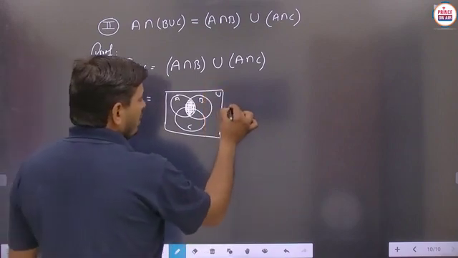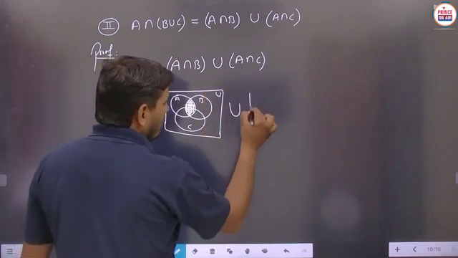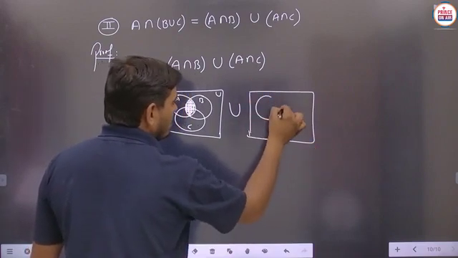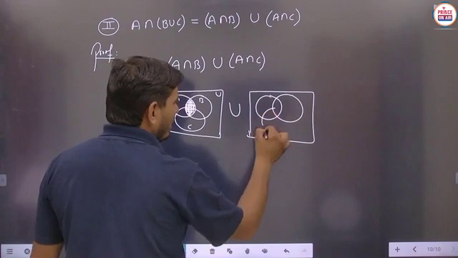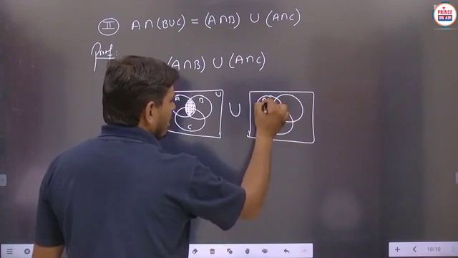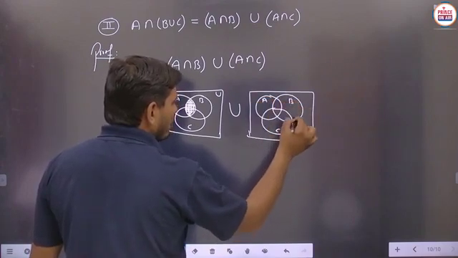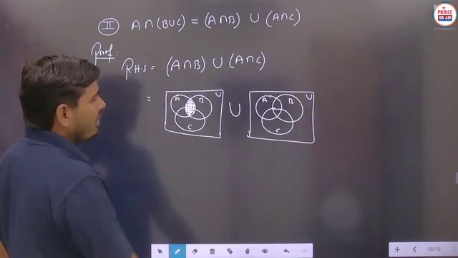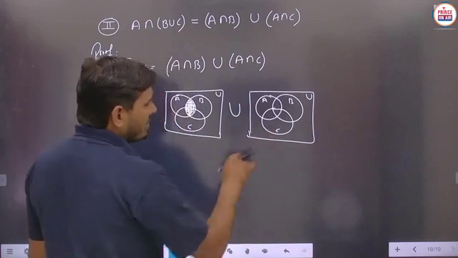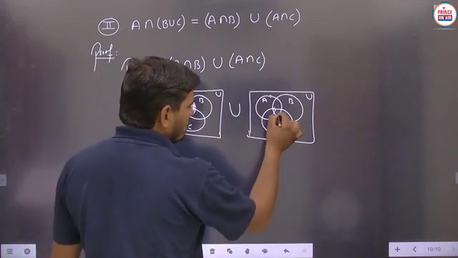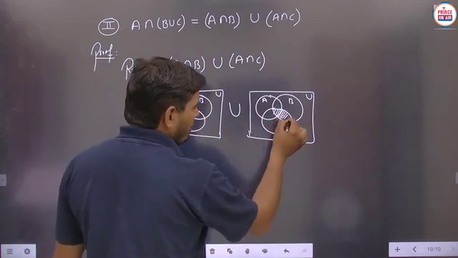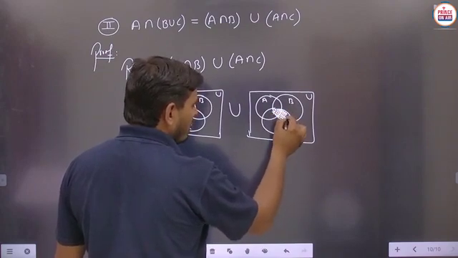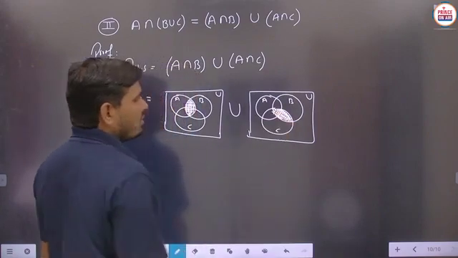After that, union. Here we have to make another Venn diagram for A intersection C. So this is A, B and C. This is the set A, this is the set B, and this is the set C, and this is the universal set. Now student, A intersection C will be plotted in this part, the common part of A and C. So this is the common part of A and C. You can take this part. Is it to be clear?